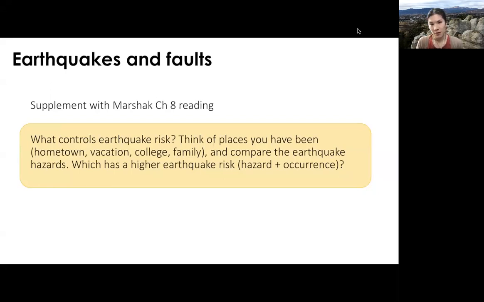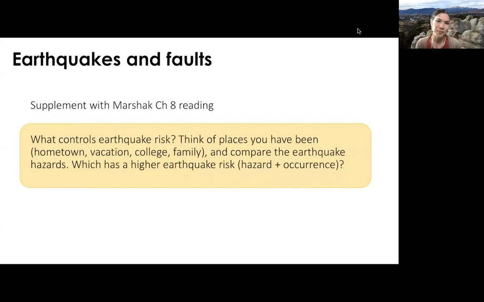Okay, so before we get started, I would like to think through this question of what controls earthquake risk. This is a question you're going to be working on throughout this lecture, so I would write this down and record your thoughts now. But essentially, I would like you to think of a few places, 3 to 5 places that you have been. This could be your hometown where you live. It could be someplace you go on vacation. It could be your college town, so Colorado Springs.